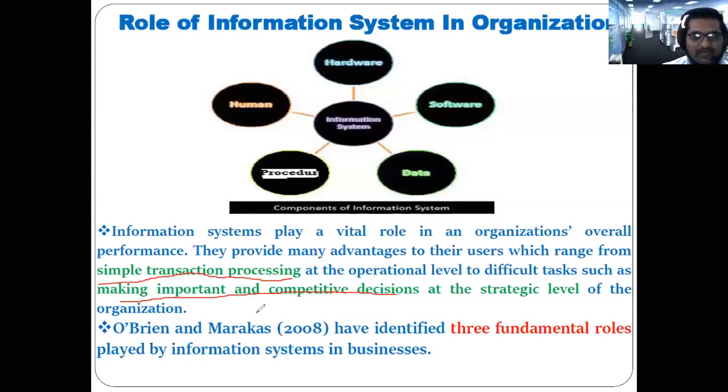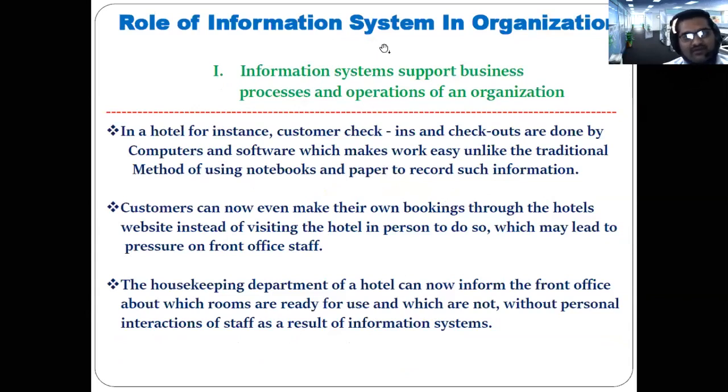But based on the specific support provided by the various kinds of information systems, the scientists O'Brien and Marakas have identified three fundamental roles played by information systems in various kinds of businesses, and today we are going to discuss these three fundamental roles. Okay, let's start. First, the information system supports the various processes and operations of an organization.